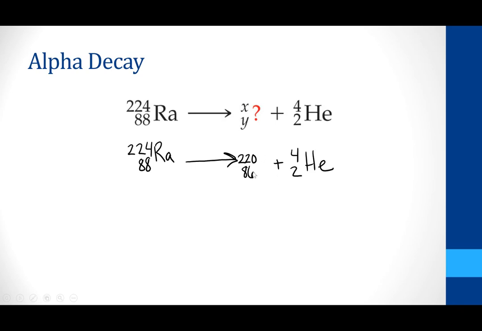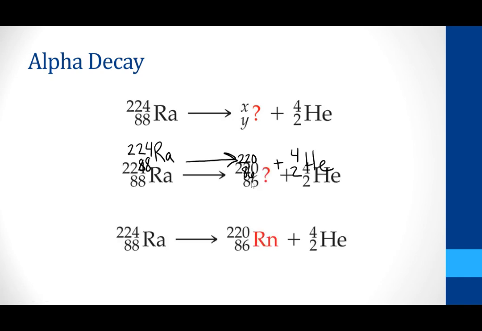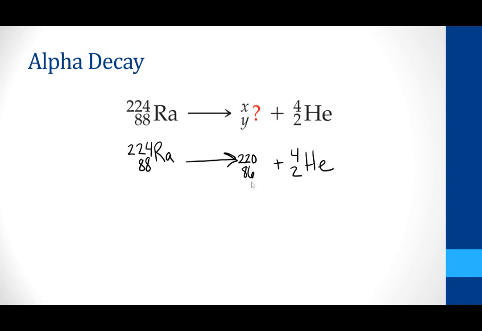Now we just need to write the chemical symbol. So how in the world am I going to get the chemical symbol? Well, I'm going to get it from right here. I'm going to look at my periodic table to see what element has 86 protons. It's going to be Rn.